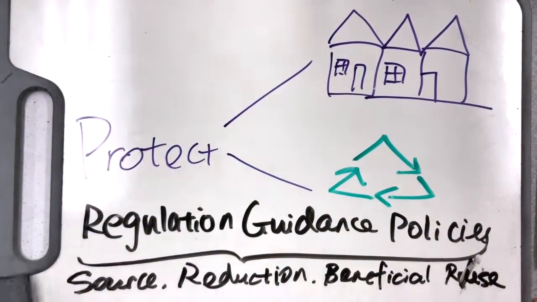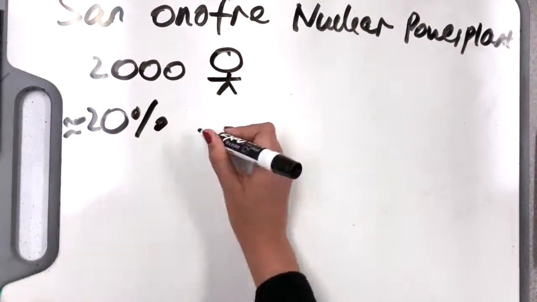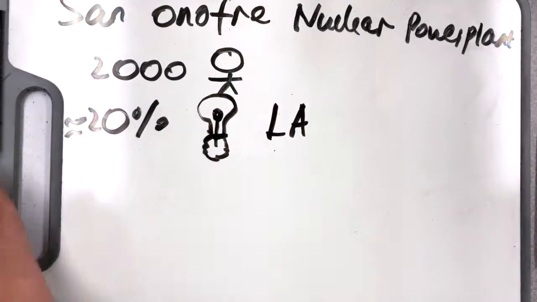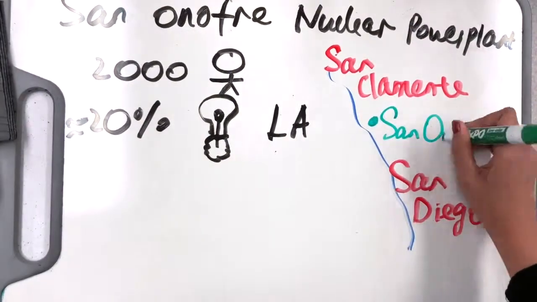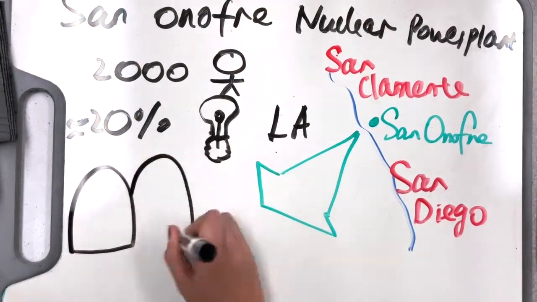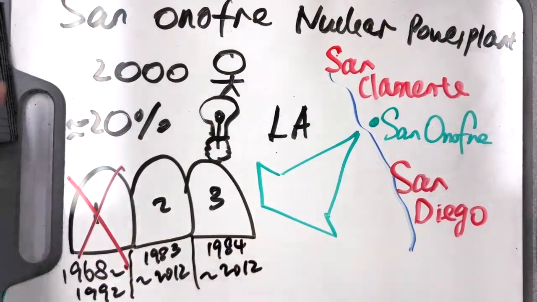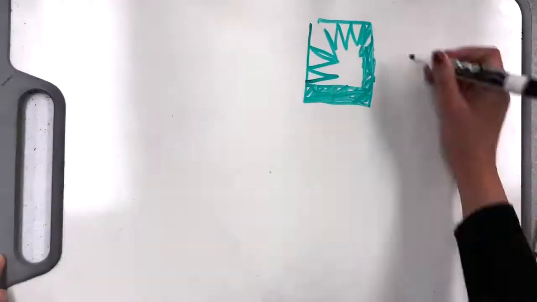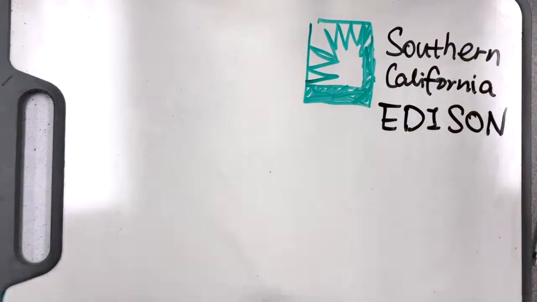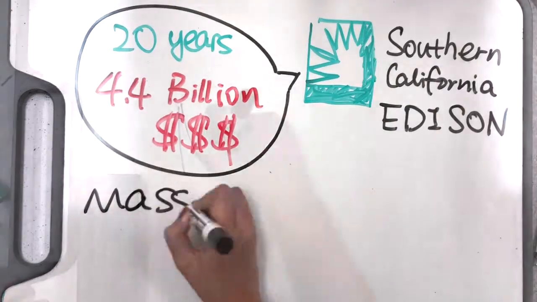Half a century ago, the San Onofre nuclear power plant was built, and it had over 2,000 employees and provided over 20% of energy of Southern California. It is now permanently closed and located between San Diego County and San Clemente. The two existing units were both shut down in 2012 due to safety issues. However, decommissioning San Onofre will take numerous years until the process is complete. In 2014, the Southern California Edison announced that decommissioning will take 20 years and cost $4.4 billion.